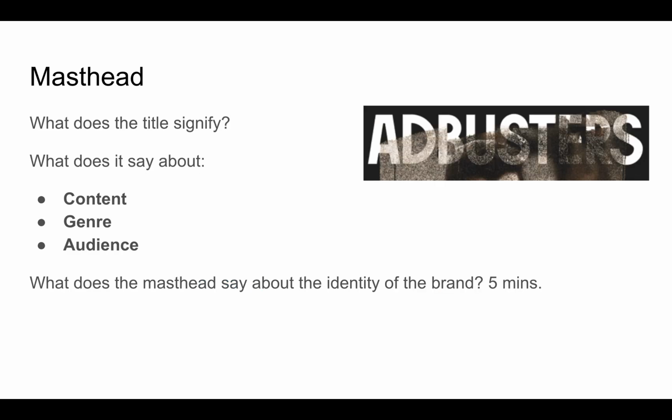Then thinking about the masthead, what does the title signify? What does it say about the potential content of the magazine? What genre is the magazine? Who might the audience for the magazine be? And what does the masthead say about the identity of the brand?